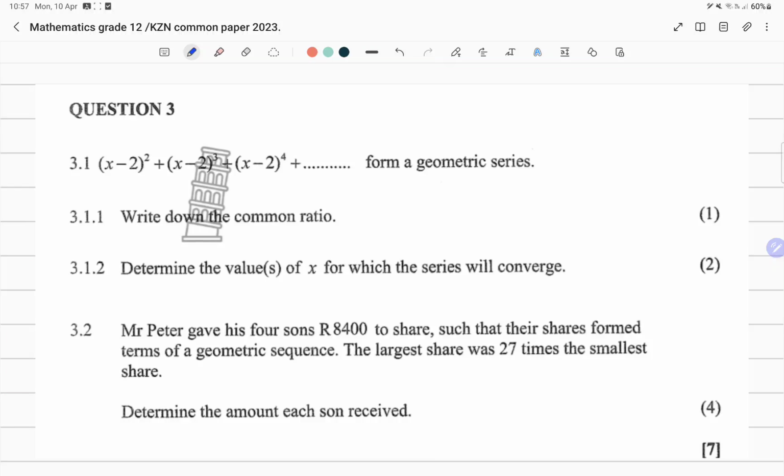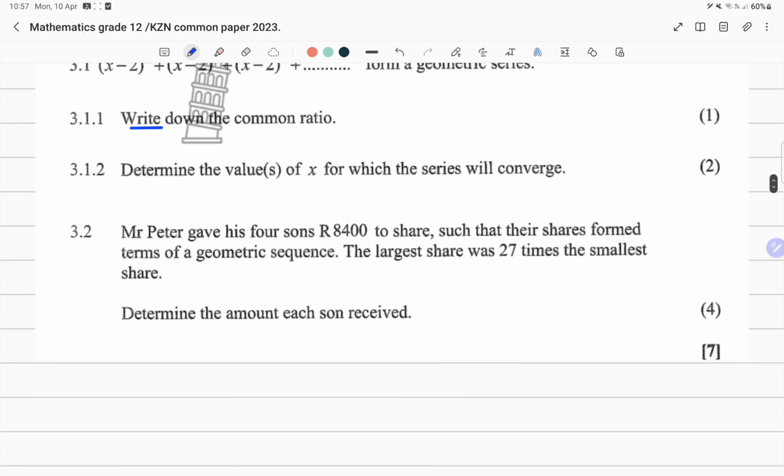Now we're told in question 3, x minus 2 all squared plus x minus 2 cubed plus x minus 2 to the power 4, plus it goes on, most likely to infinity, forms a geometric series. Okay, not a problem. It says now write down the common ratio. So it says write down, meaning you can work it out on the side and then write it down.